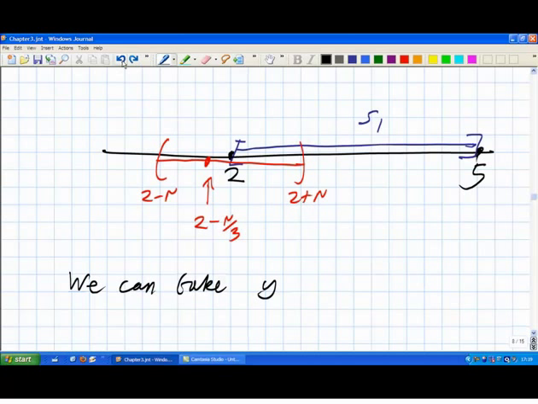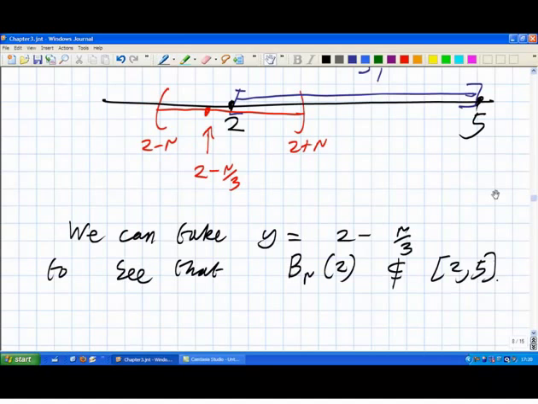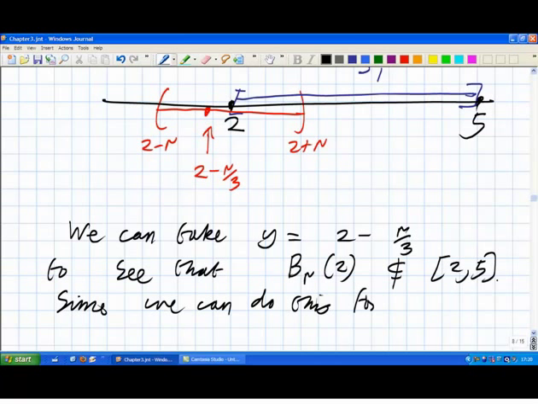We can take y equals 2 minus r over 3 to see that that ball, radius r centered on 2, is not a subset of the closed interval [2, 5]. And of course, that works for every little r greater than 0, so there's no r small enough to make 2 interior, so 2 is not in the interior.